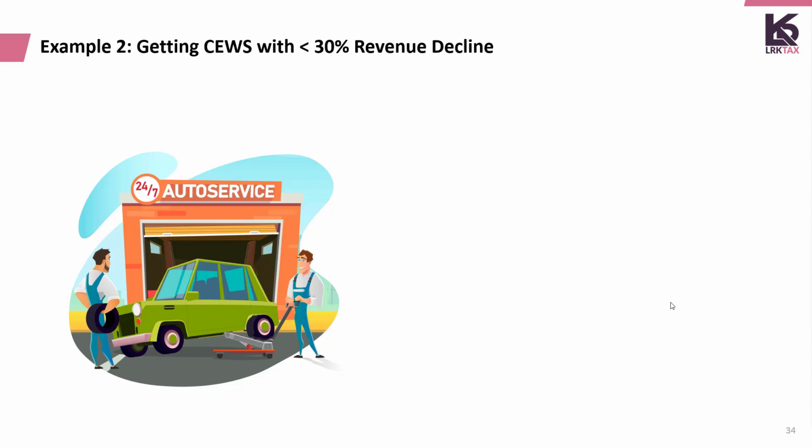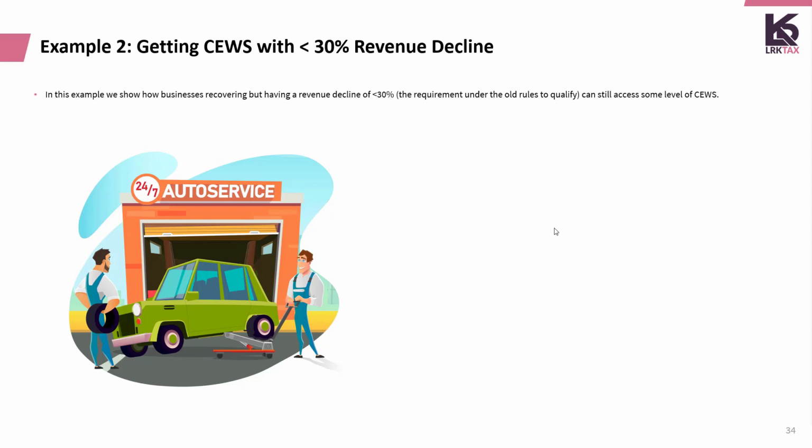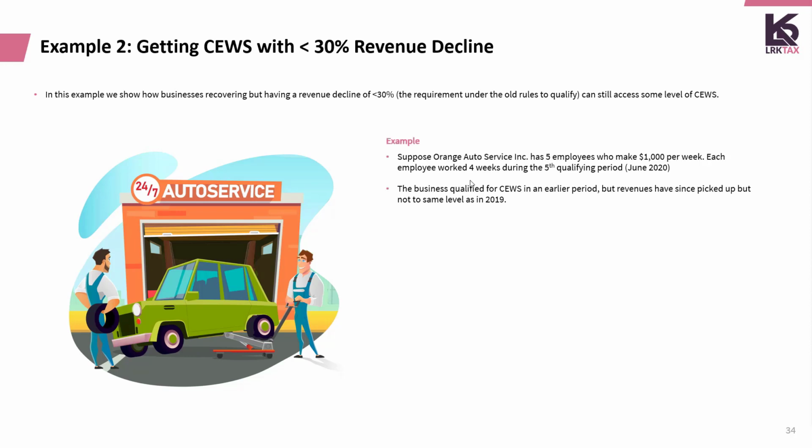So example 2 deals with how the new CEWS can apply to those employers with less than 30% revenue decline. Under the old rules, this particular fact pattern, you wouldn't even be in discussion of getting a subsidy. But with the new CEWS, it kind of shows how this is in place. So suppose the employer is Orange Auto Service, again has 5 employees, make $1,000 per week.